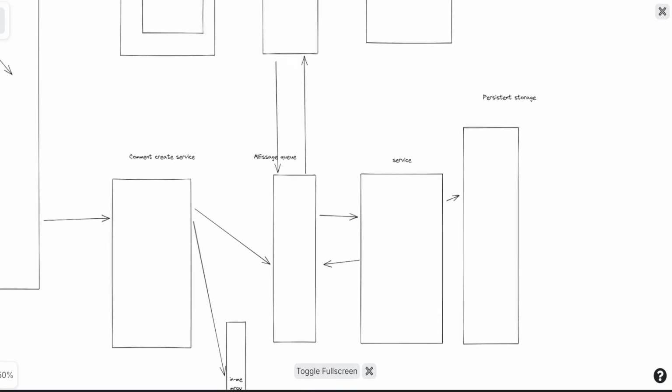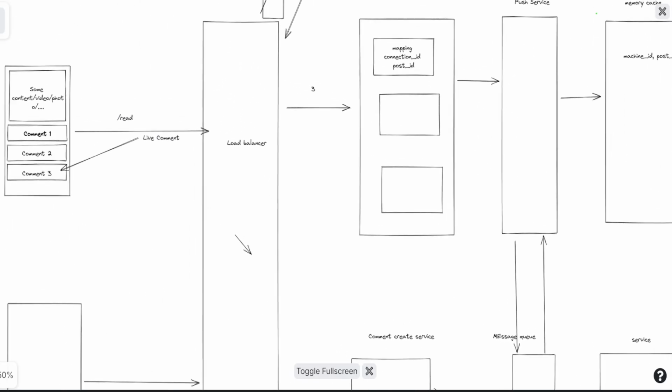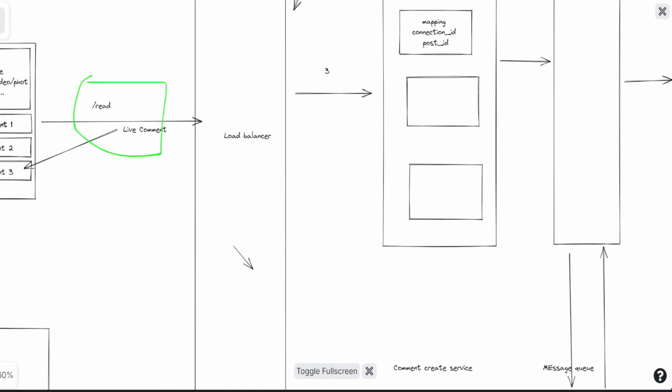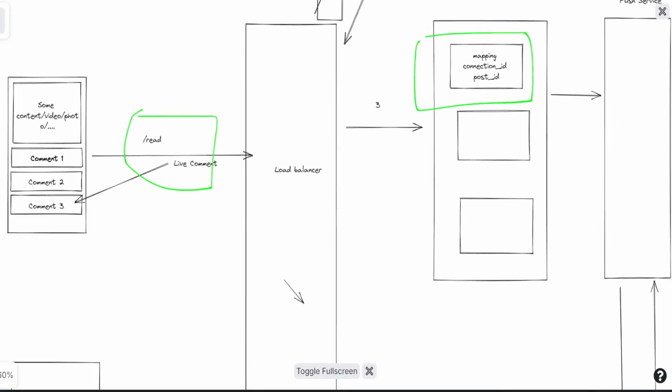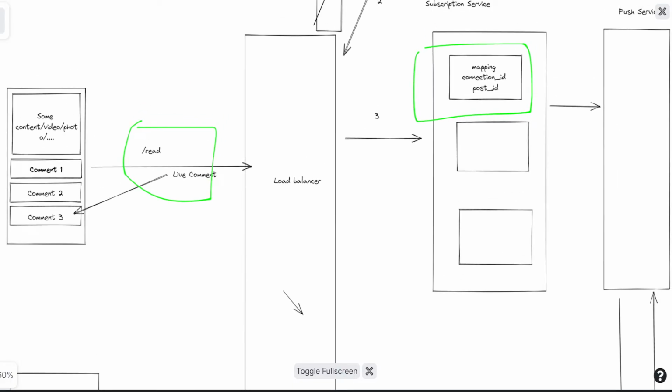Okay. My one last question. So I see that you are doing read here, and then there is this mapping here. So does it mean that this read API basically makes an entry in this mapping, or where does this mapping come from?